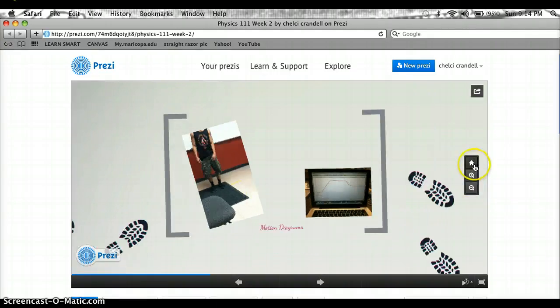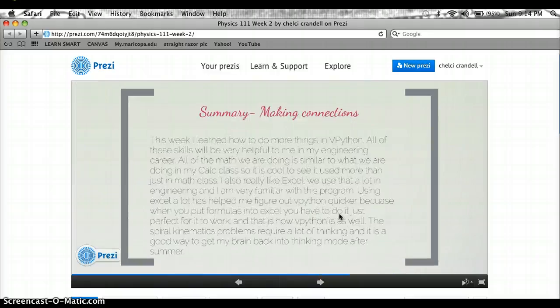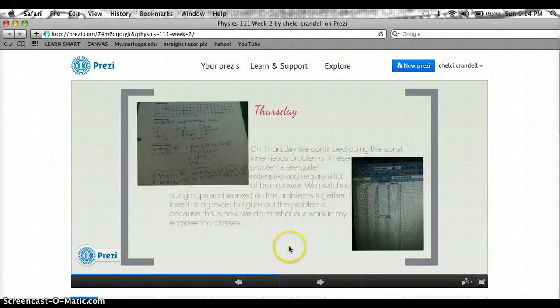The next thing that we did was we learned how to do the spiral dynamics, or the spiral kinematics. So we did the spiral kinematics, and we also learned how to do them on Excel. I was really excited about doing them on Excel because all my engineering classes we use Excel a lot.